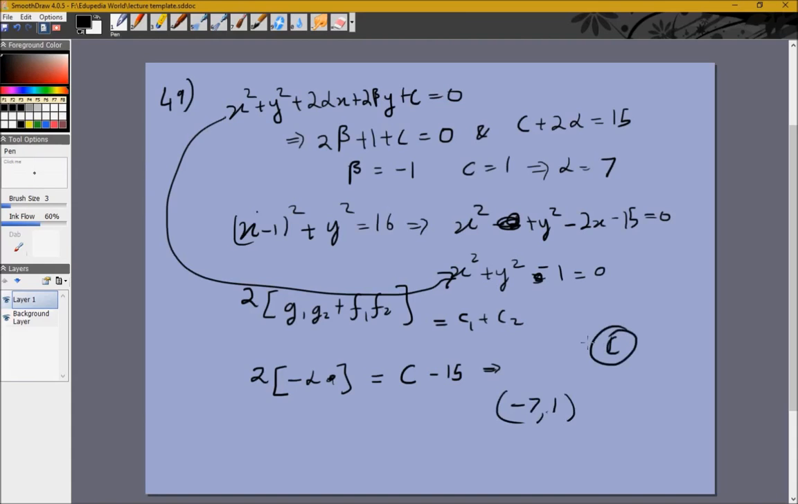And then we are asked the radius, right? We know what the radius of a circle is. It's root of alpha squared plus beta squared minus c, which is root of 49 plus 1, and c is 1, so minus 1, which is 7. So the radius is 7, which means option B is correct. So the answer is B and C.